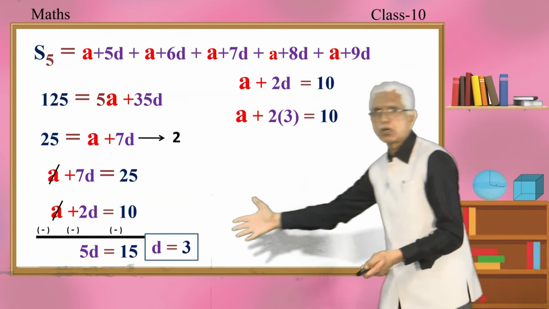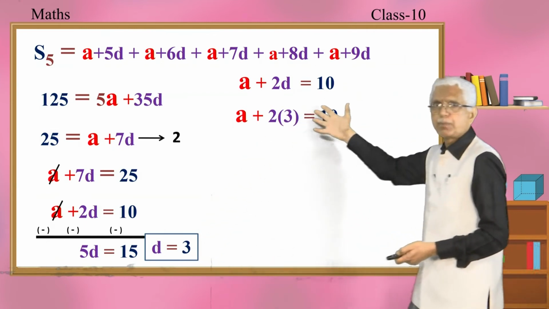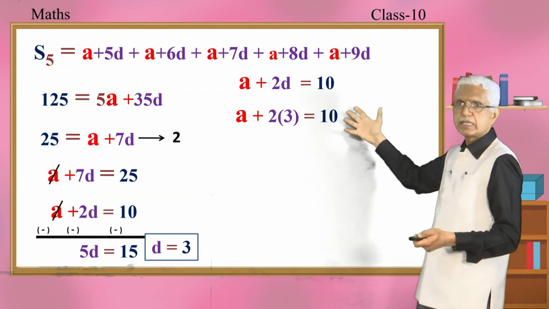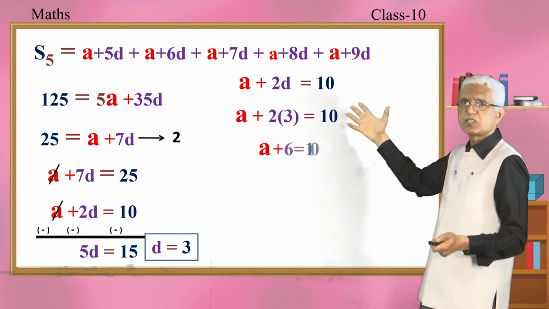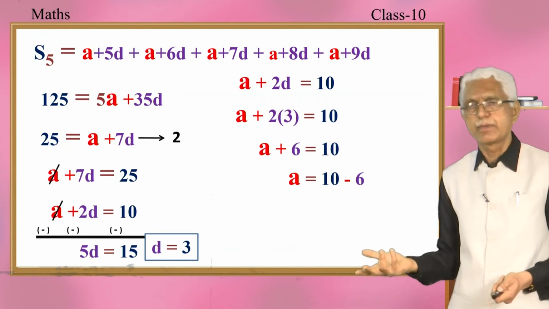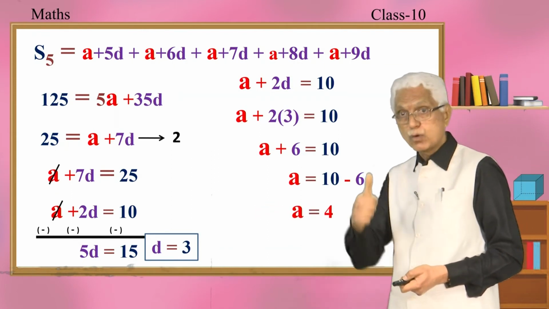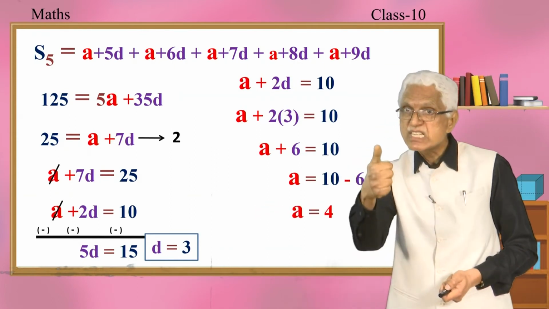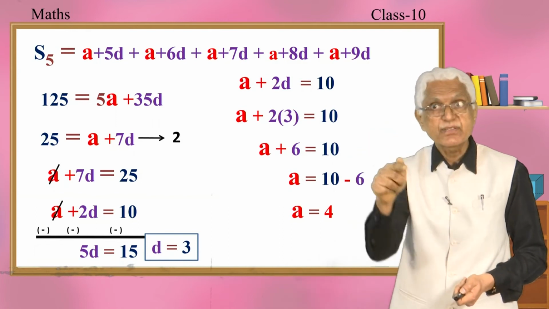D is just now we have calculated as 3. Please substitute it here, 2 3s are 6, right? So, a plus 6 is equal to 10, and further simplification, a is equal to 10 minus 6, and a is equal to 4. So, you got the first term.